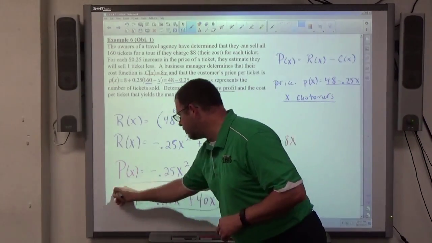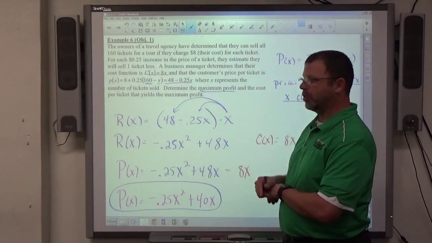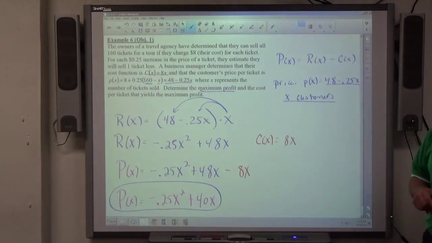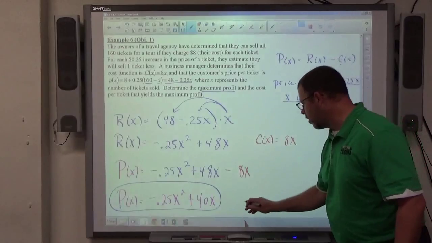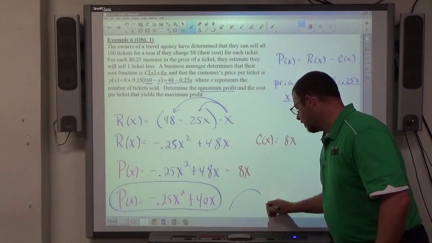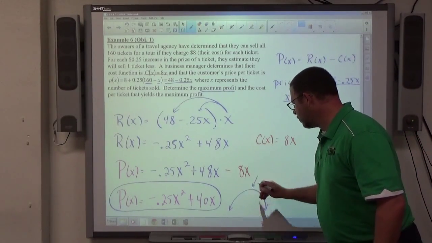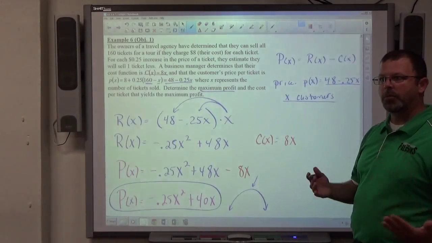This profit function is going to be what I use to answer the question. You can see it is quadratic, creating a parabola. It's got a negative lead coefficient, which makes it turn downward, so I know automatically it's going to look like this, right? Yep. The vertex represents the maximum, and we have a formula to find the vertex.